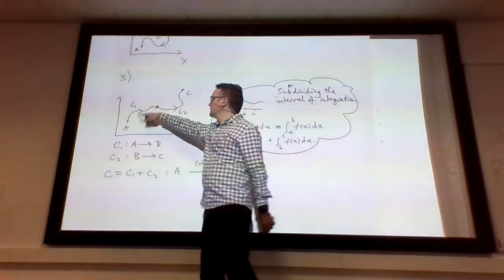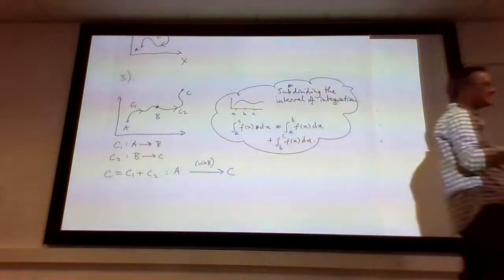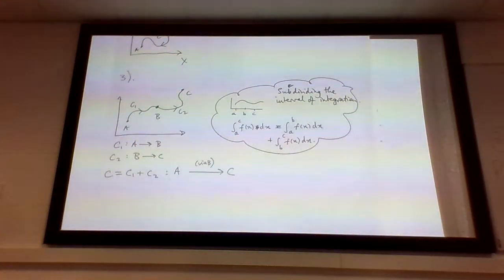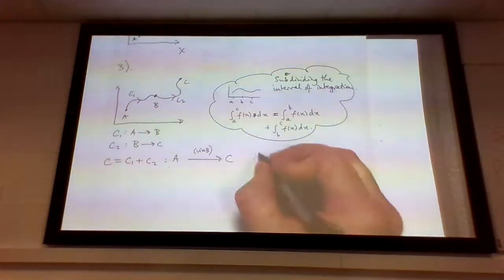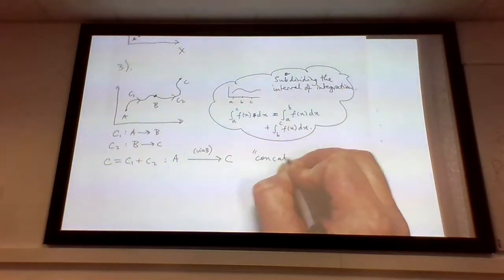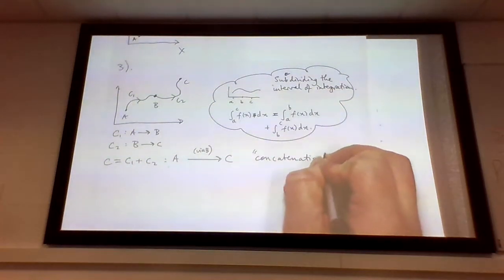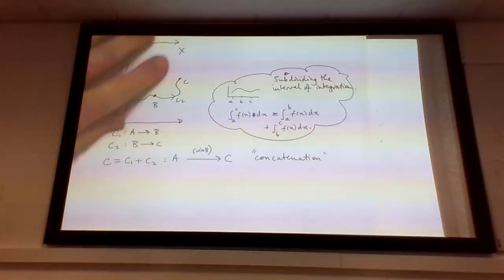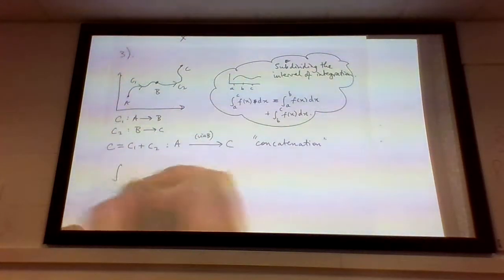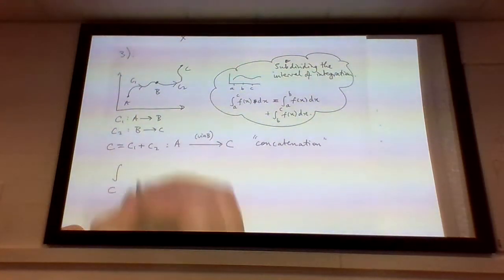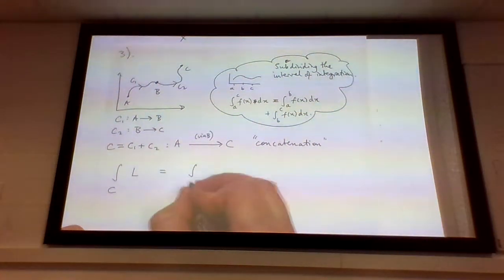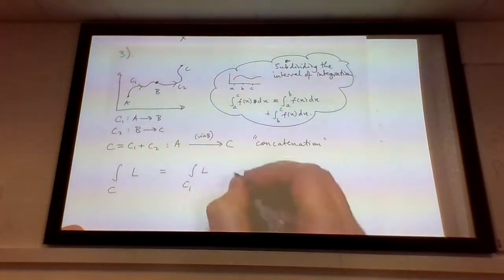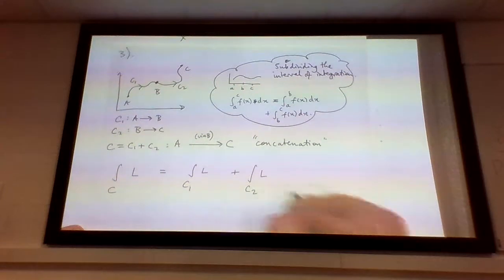But the whole technical term is the concatenation of the two curves. To concatenate the two things is to run them end to end, one after the other. Concatenation. Just putting them one after the other. So what it says is that the integral over C of a linear differential form is equal to the integral of the linear differential form over C1 plus the integral of the linear differential form over C2.